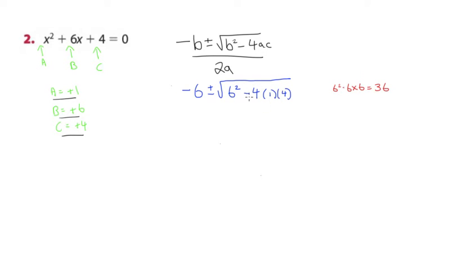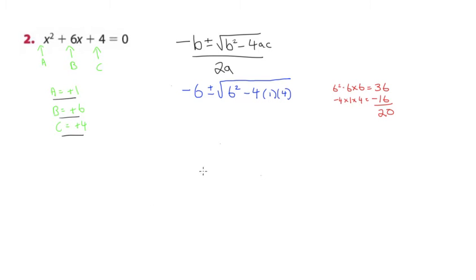And then minus 4 multiplied by 1 is minus 4. And minus 4 multiplied by 4 is minus 16. So that's minus 4 multiplied by 1 multiplied by 4. That gives us minus 16. So 36 minus 16 is 20. Okay.